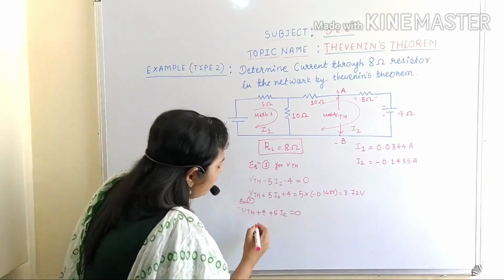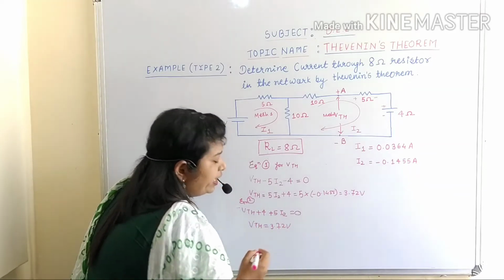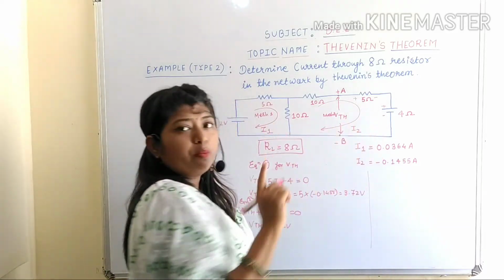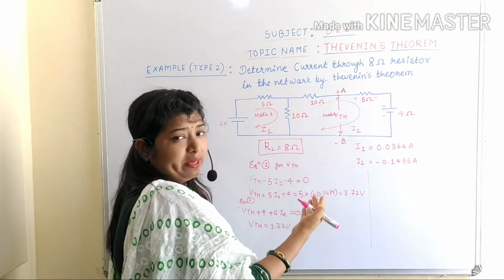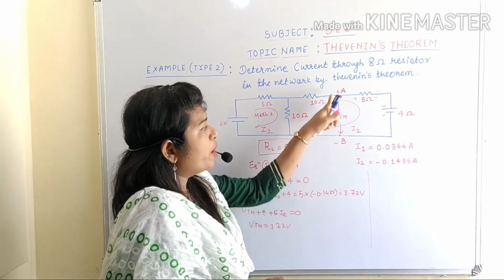If you substitute the value, you will get VTH is equal to 3.72 volt. I hope you have understood two possibilities. Now I'll explain another two possibilities on the left hand side. Now you need to apply KVL from A to B.